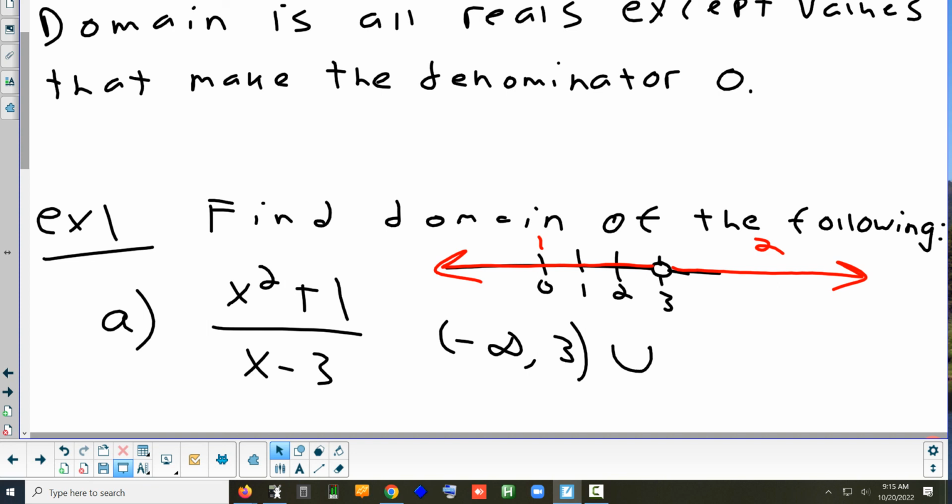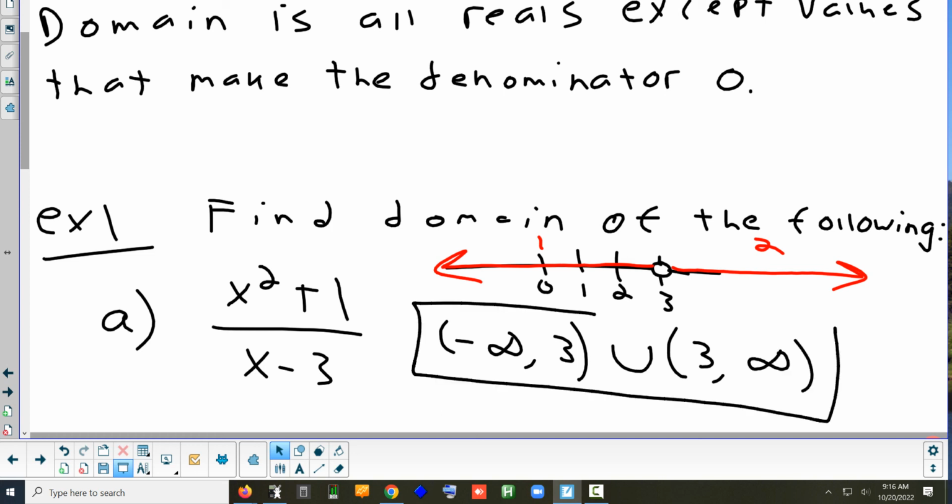Or, now describe the arrow on the right. What's the lowest that arrow number 2 goes? Yeah? 3. Including or not including? Not including. Not including 3. And what's the highest that that arrow goes? Yeah? Infinity. That's how you describe the domain.